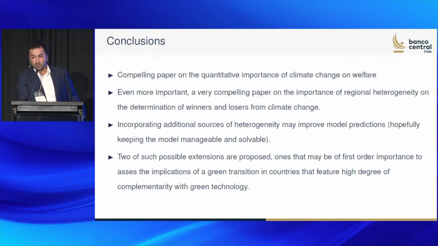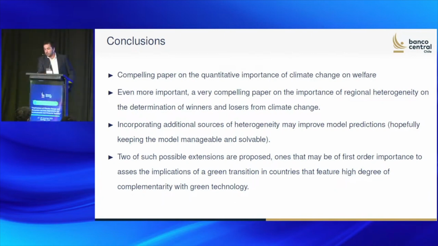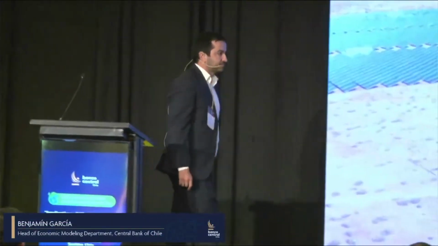So, concluding, I have 10 seconds. This is a compelling paper on the quantitative importance of climate change and welfare, but even more important is a very compelling paper on the importance of regional heterogeneity. And what I'm proposing is that incorporating some additional sources of heterogeneity may improve the model predictions. And I propose 2 such possible extensions that I think would be a good way to improve on the model prediction. Thank you.